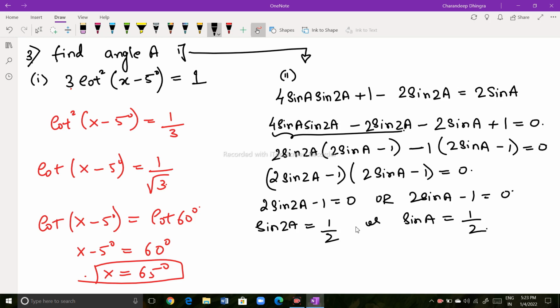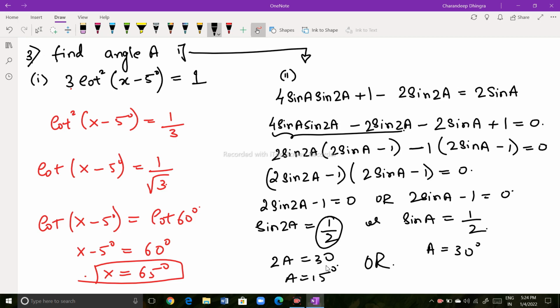Now we know sine gives half at 30, so that means 2A is equal to 30, so A is equal to 15, or here if I take sine A equal to half, I get A is equal to 30 degrees. So A is either 15 degrees or A is 30 degrees.